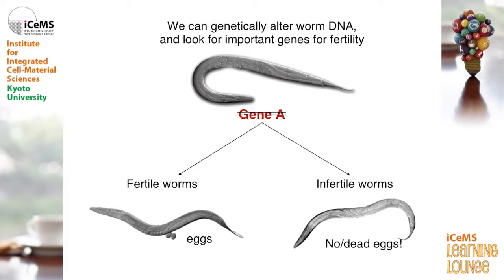So for example, I could remove gene A in worms and see if this is leading to a fertile worm or infertile worm. And if I get infertile worms at the end, then I know, okay, so this gene A is actually important for meiosis and fertility. So by doing this kind of experiments, we are currently trying to expand the list of important genes for meiosis and fertility. And the question is, how can we use this type of information in our society?